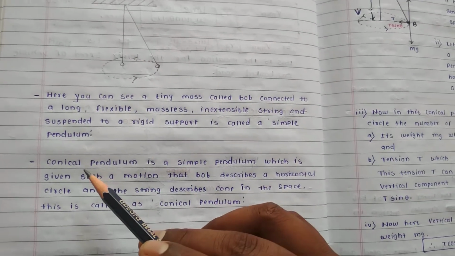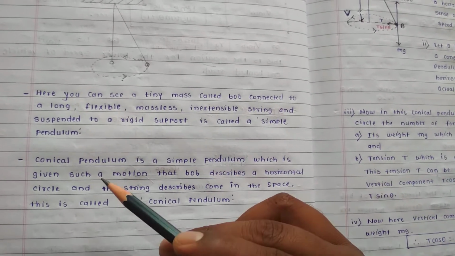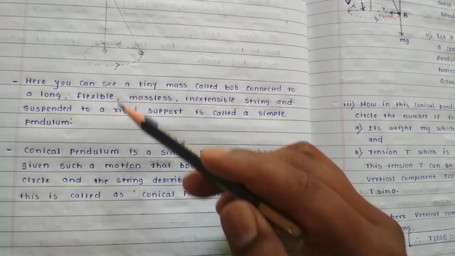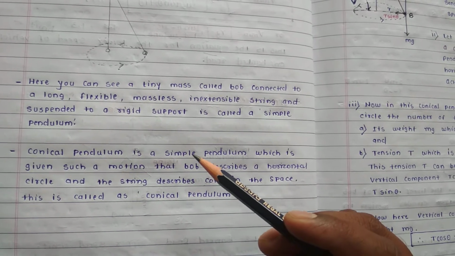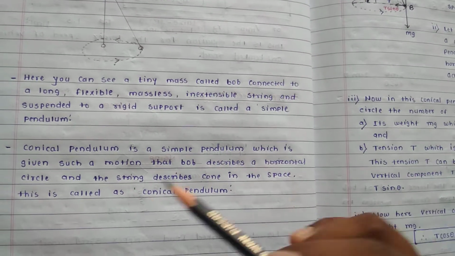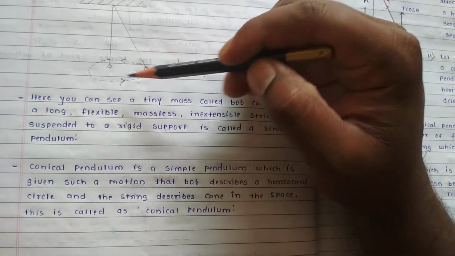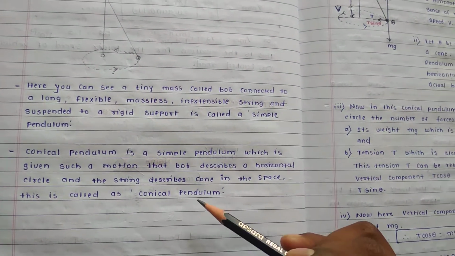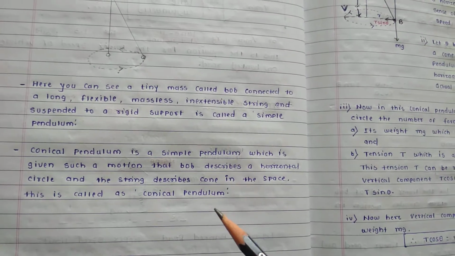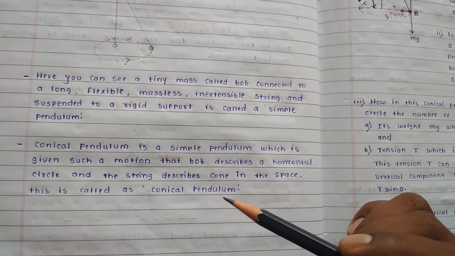Now the next one is the conical pendulum. A conical pendulum is a simple pendulum which is given such a motion that the bob describes a horizontal circle and the string describes a cone in space. This is called a conical pendulum. It looks like a cone, that's why it is called a conical pendulum. Hope students you understood the simple pendulum and conical pendulum.